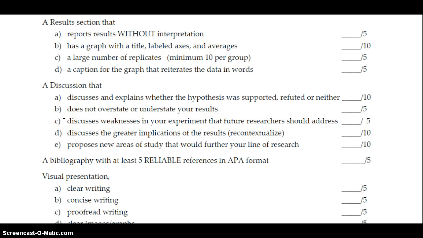All right. Then comes your discussion. That's where the interpretation piece comes in, and you can start discussing and explaining whether you think your hypothesis was supported, refuted, or neither.